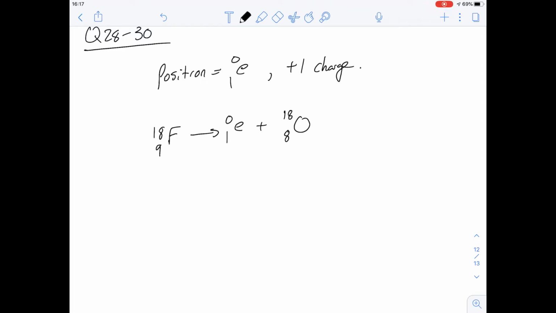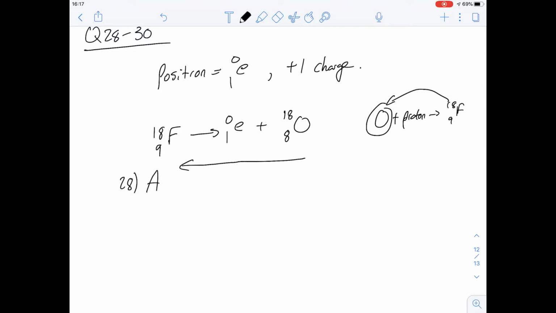Now the question doesn't say that oxygen is a species that's produced, but if you were to reverse this, then you'd end up with this radioactive fluorine. So what they do is they get oxygen, they add a proton, and then you get this radioactive fluorine. And so if it decays, it's going to go back into an oxygen species at the end. And that's why the answer for this one is going to be A.